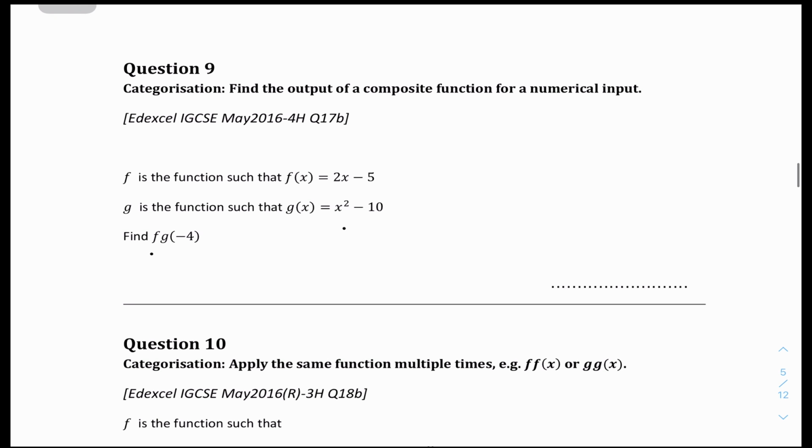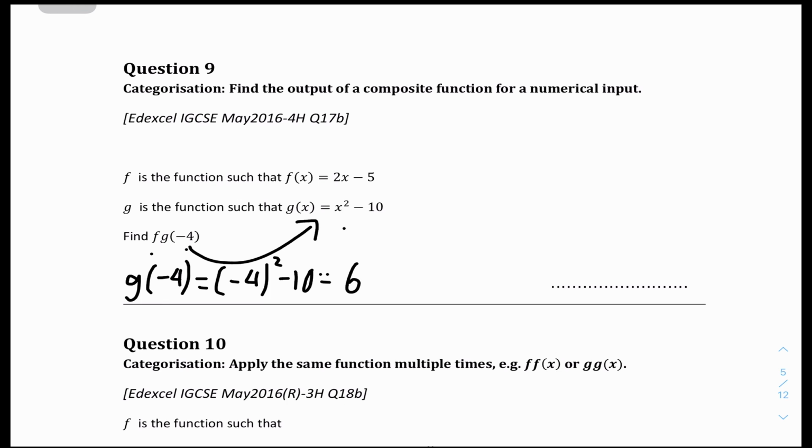So first we can either combine the two functions to become a composite function and find minus 4, or we can put minus 4 into g of x first and then put that value into f of x. Let's just do that first because it's much easier. So if we do g of minus 4, it will be minus 4 squared minus 10. So minus 4 squared is 16 and 16 minus 10 is 6.